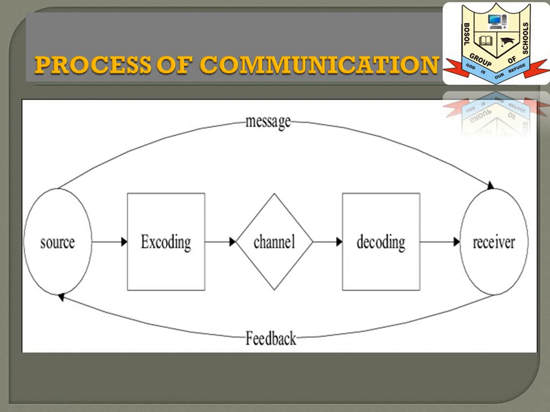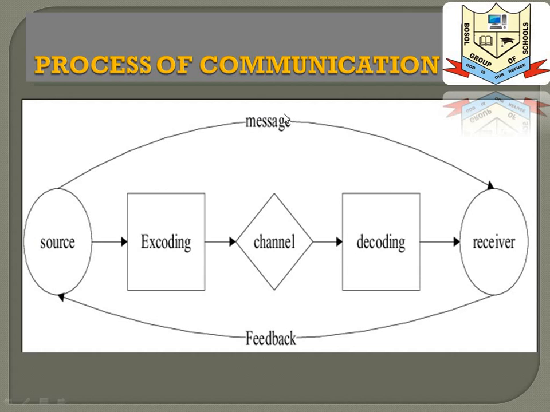Process of communication. For communication to actually take place, there are several processes that have to be considered. The source of the communication is the first place that we look at in the process of communication, and then the encoding. Now, the source is the sender of the message.